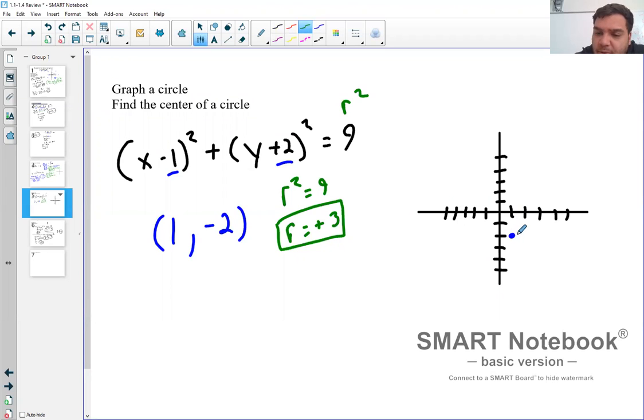So that means I'm going to go 3 right, 1, 2, 3. 3 left, 1, 2, 3. 3 up, 1, 2, 3. Remember, you're making a circle, so you want to go all directions. And then 3 down, 1, 2, 3.